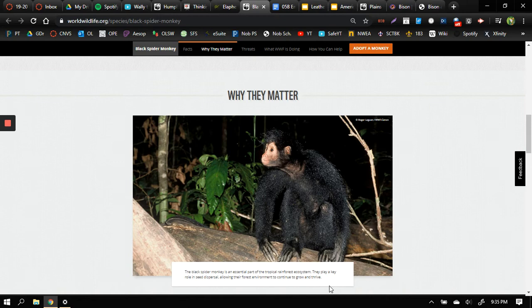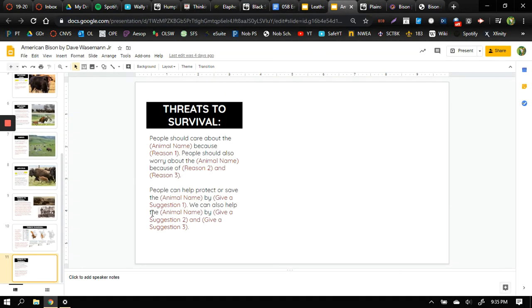Sometimes seeds will just fall to the ground right next to the tree or the bush or the shrub that created it. But in order for a plant to grow and thrive, it needs to spread out. So creatures like the black spider monkey serve a purpose for helping forests and plant life to grow, which in turn provides homes for other living creatures. That is one of the reasons why the American bison or the plains bison is an important species.